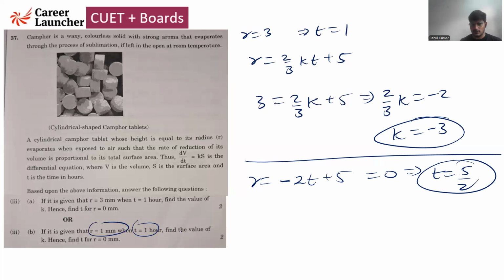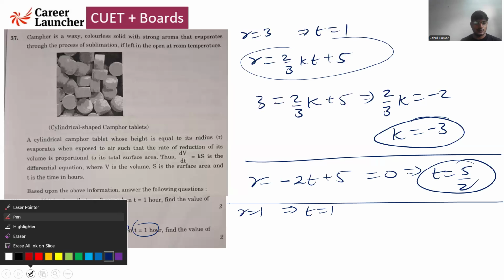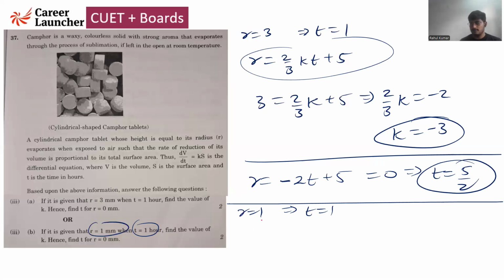If it is given that r is equal to 1 millimeter when t is equal to 1, what is the value of k? So in the next part, r is equal to 1 when t is equal to 1. Means we will use this function again just to get the value of k first. So what we will get? 1 is equal to 2 by 3k plus 5. 2 by 3k is equal to minus 4, and k is minus 6.